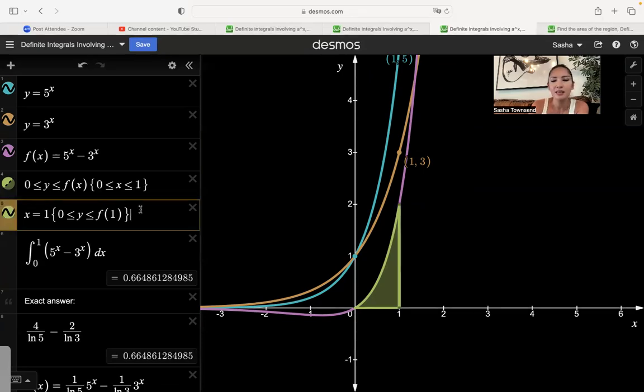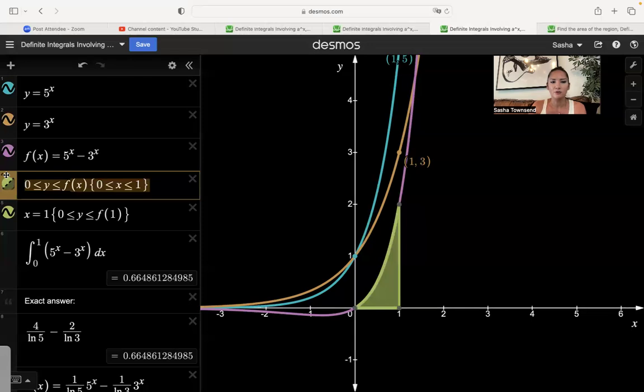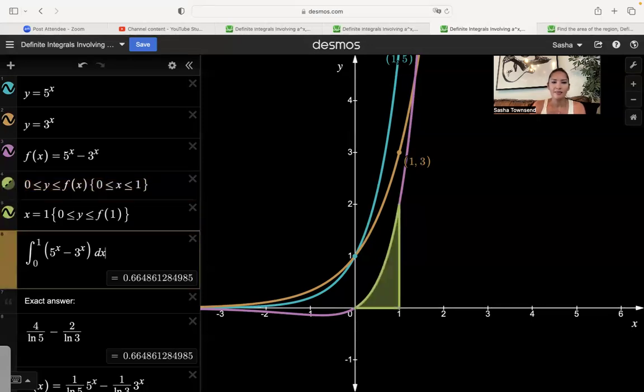So we say, okay, what is the region that we're interested in finding the area of? Well, it's the set of all y values where y is between 0 and 5 to the x minus 3 to the x, and x is between 0 and 1. So that's the code for that. And that area is represented by this definite integral. And we see that that's approximately 0.665.